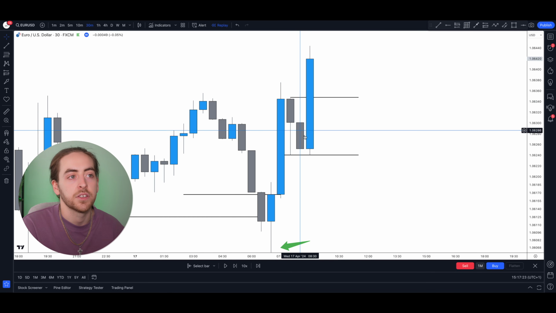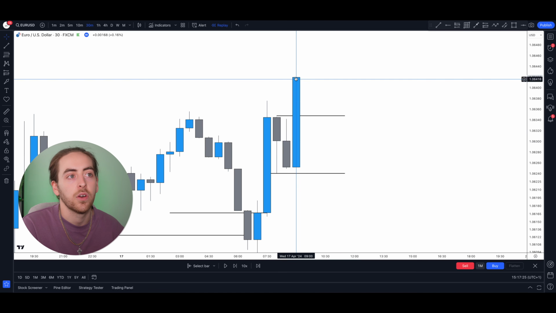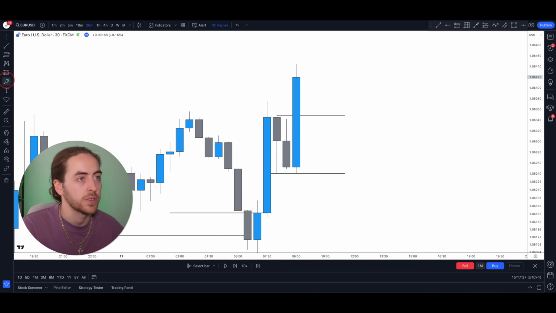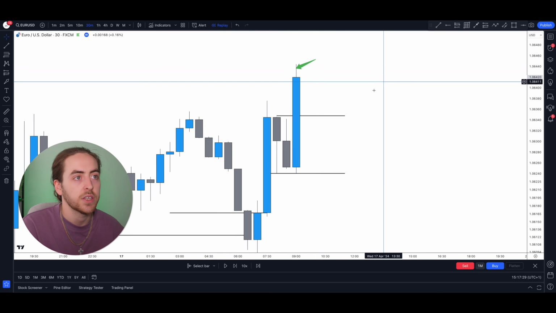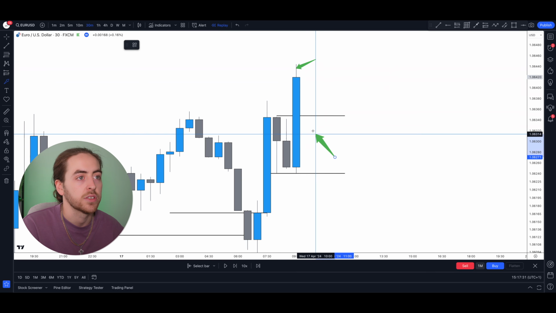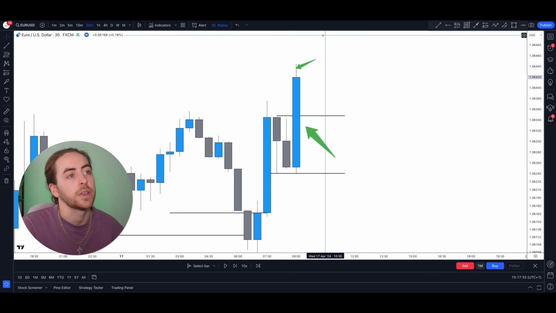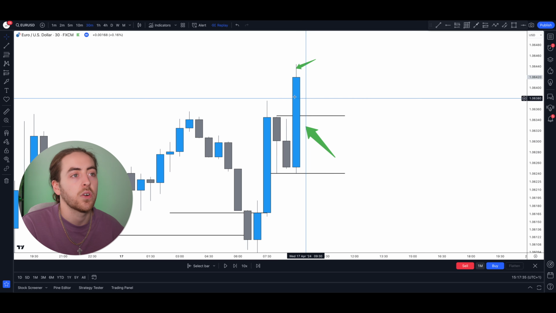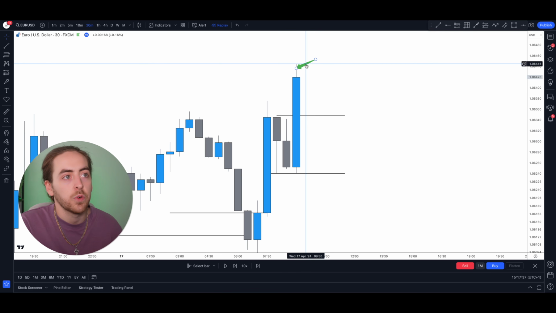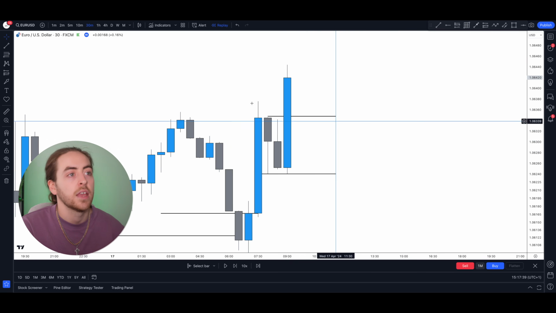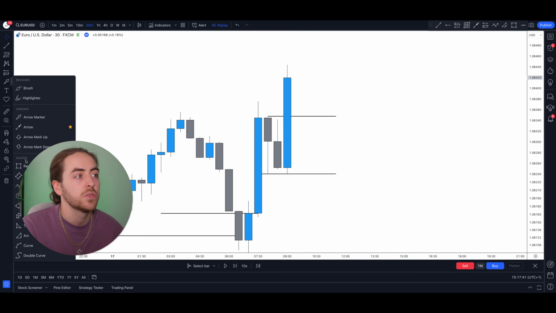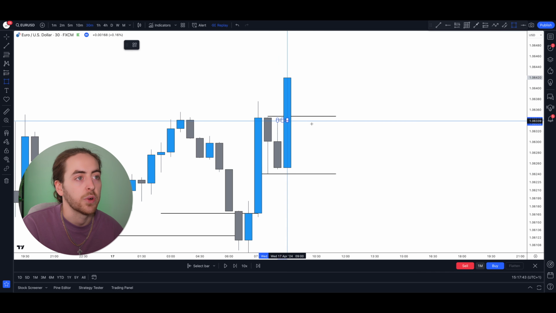And following that indecision phase, we have another large high momentum bullish candle. You can see that the wick at the top here is insignificant in comparison to the size and strength of this candle body, therefore showing that the buyers are in control here. So what we would look to do in this instance, if you haven't guessed already, is use that indecision zone as our potential buying area.